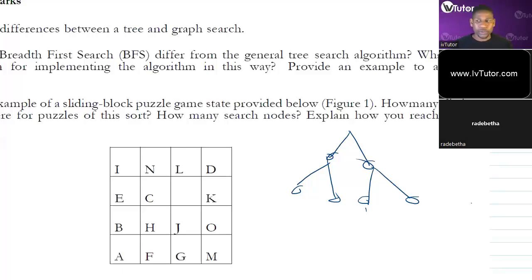Right. So, how does breadth first search differ from the general tree search algorithm? What is the major reason for implementing this algorithm this way? Provide an example in the discussion. General tree search algorithm. So breadth first, we say it goes breadthwise first, right?